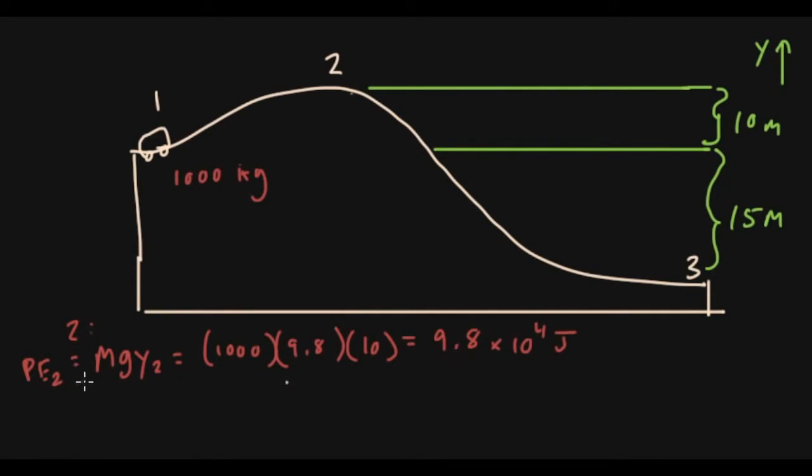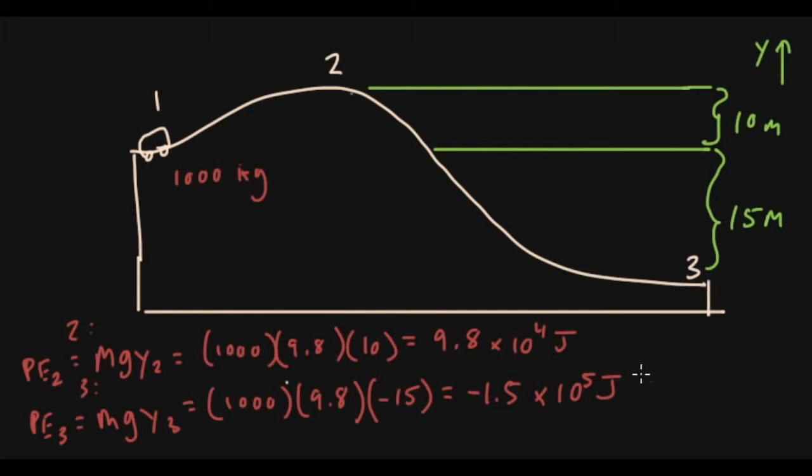And how about for 3? Okay, so now we've gone down a height of 15 meters. So what does it mean that we have a negative potential energy? It means that we've taken away its ability to fall, basically, because it's at a lower height now. So if it were to fall to some position 4, even lower than 3, it would not have as much energy to do that.